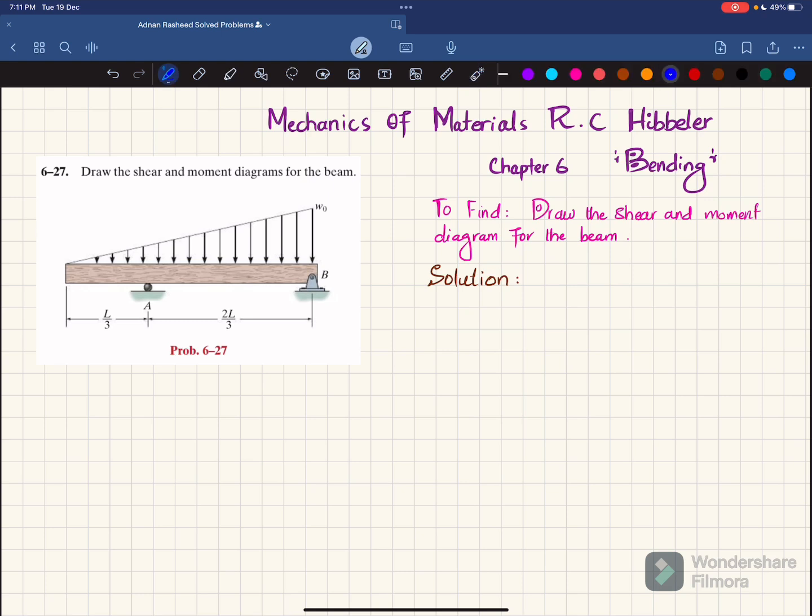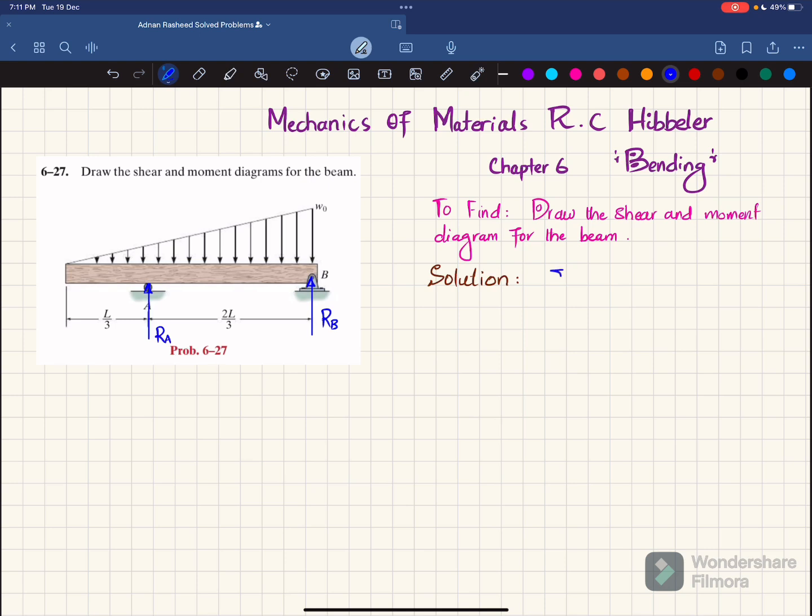So let's start with the solution. First step is that if you remove this roller support at point A, you will have a reaction force offered by this support on this beam, RA, and if you remove this pin support, there will be a vertical reaction force of RB on this beam by this support. So first we will find this RA and RB by using equations of equilibrium.